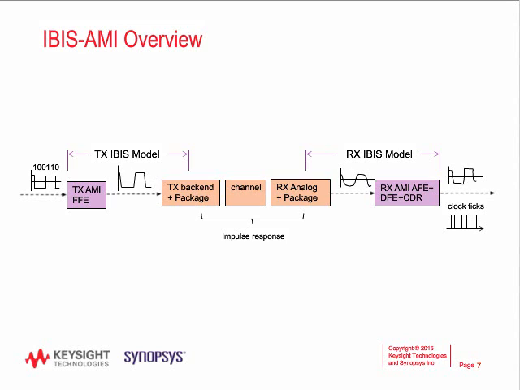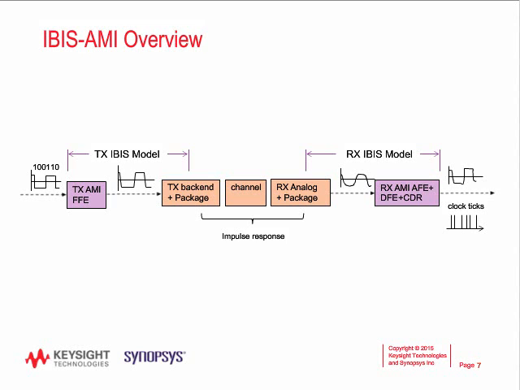In a bit-by-bit simulation, a bit pattern is fed to the transmitter's AMI block, and then the resulting waveform from that AMI block is convolved with the channel's impulse response. This new waveform, which now contains the effects of the entire channel, goes through the receiver. At the output of the receiver, as you can see, the waveform contains the effects of all equalization blocks used, as well as all the channel degradation. If the receiver has a clock data recovery block, then the receiver will also output clock ticks.